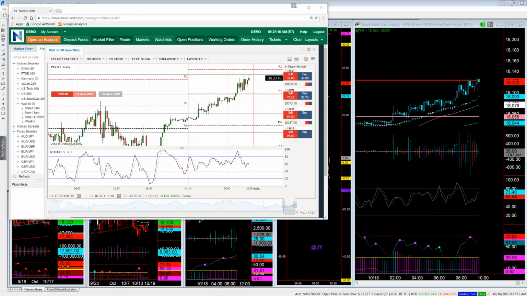I have mine colored according to whether they're resistance lines or support lines. My support lines are green. My resistance lines are red.